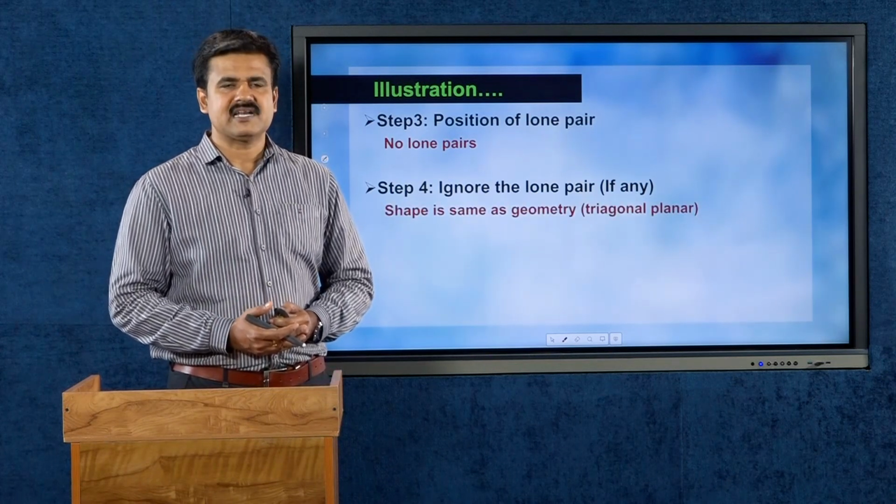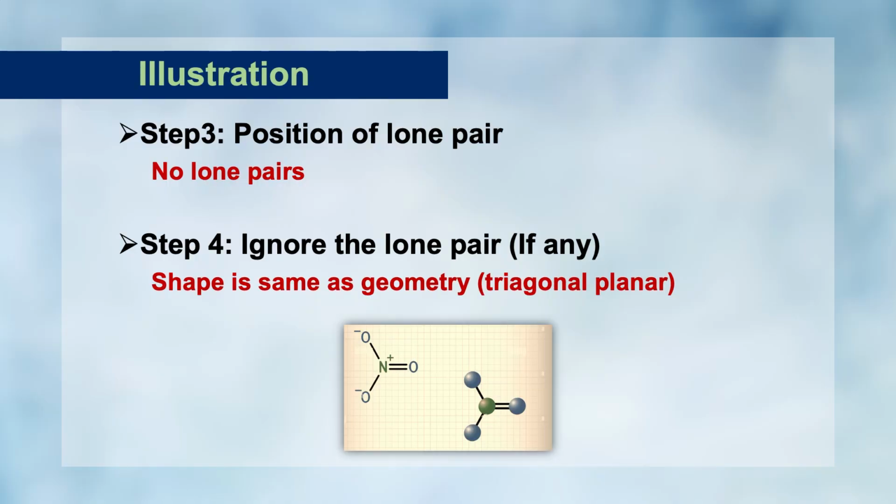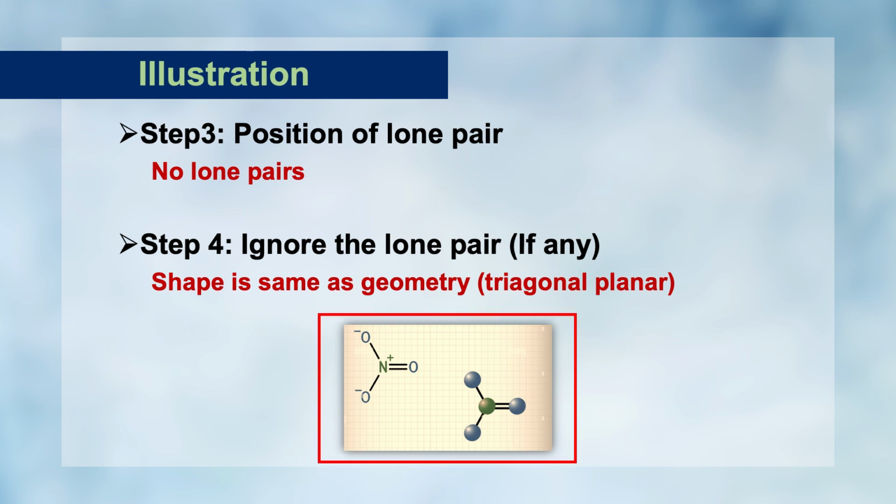So, geometry as well as shape of nitrate ion are similar. They are nothing but trigonal planar. This is the trigonal planar shape of nitrate ion, NO3- ion.